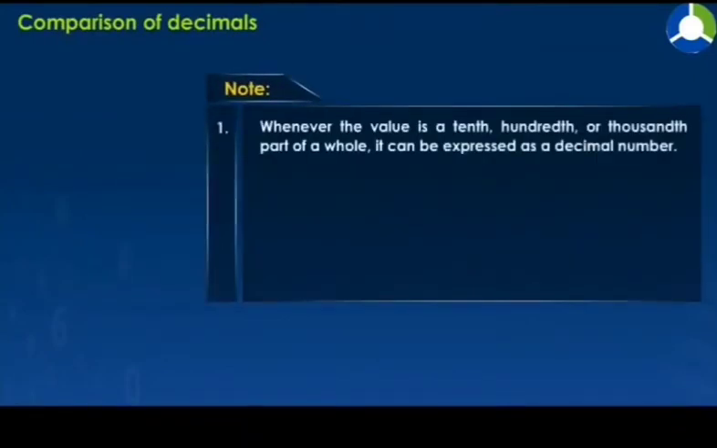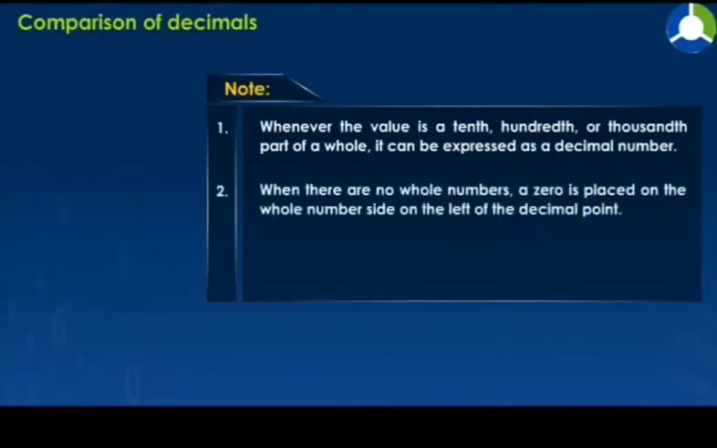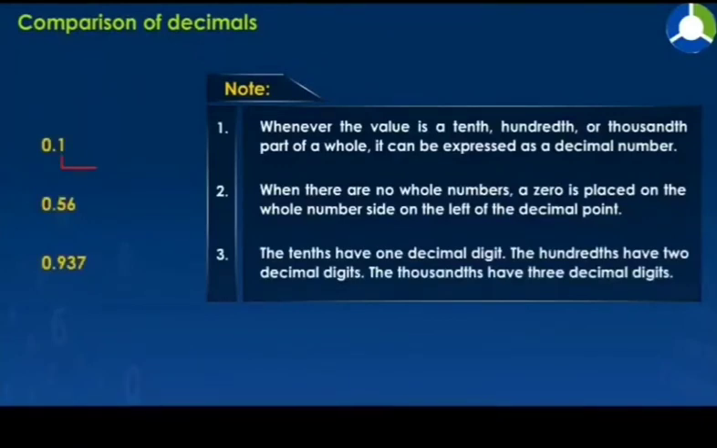Note: 1. Whenever the value is a 10th, 100th or thousandth part of a whole, it can be expressed as a decimal number. 2. When there are no whole numbers, a 0 is placed on the whole number side on the left of the decimal point. 3. The tenths have one decimal digit. The hundredths have two decimal digits. The thousandths have three decimal digits.